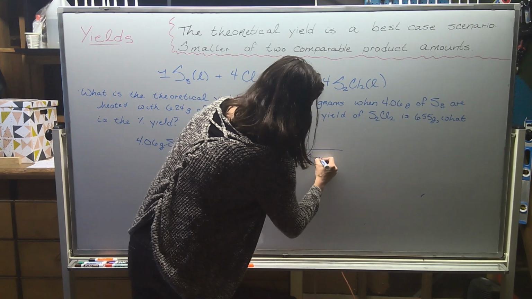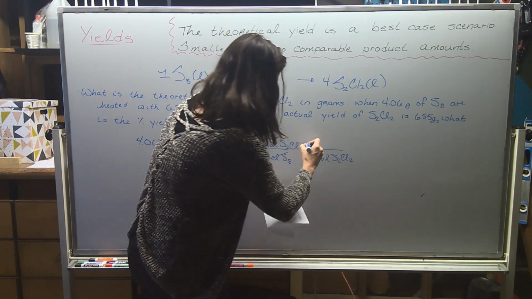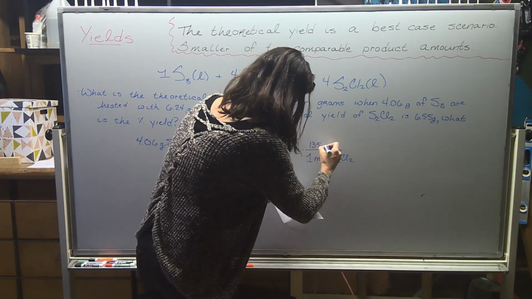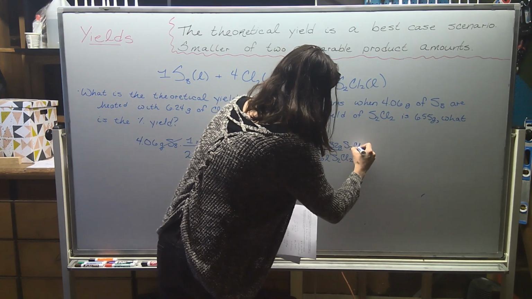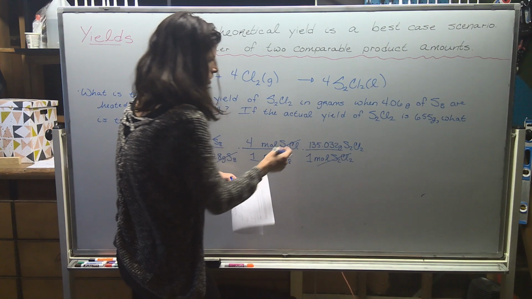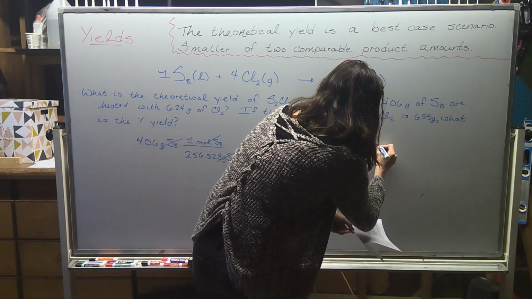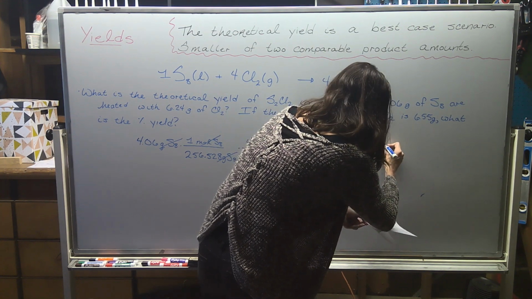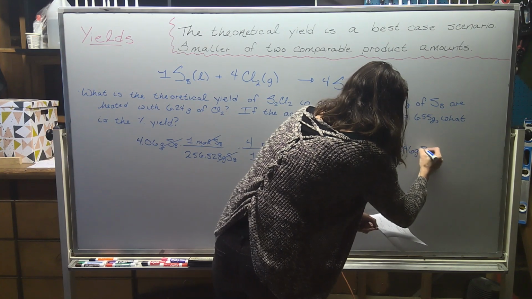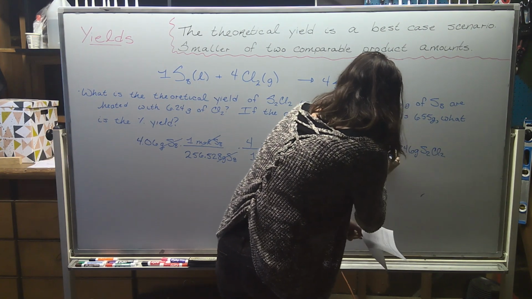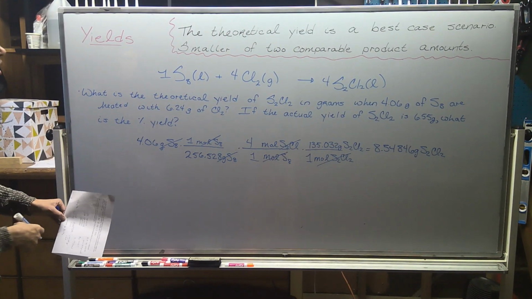So 1 mole of S2Cl2, that has 135.032 grams. So my units are going to be the grams of disulfide dichloride. And again, I'm not too worried about sig figs. I'm just keeping a bunch till I need to report my final answers. So that's my first potential product value.